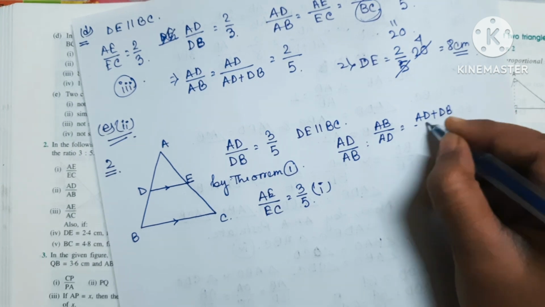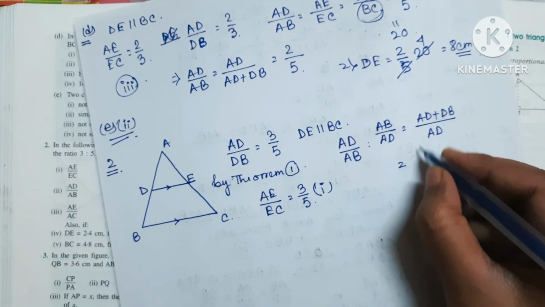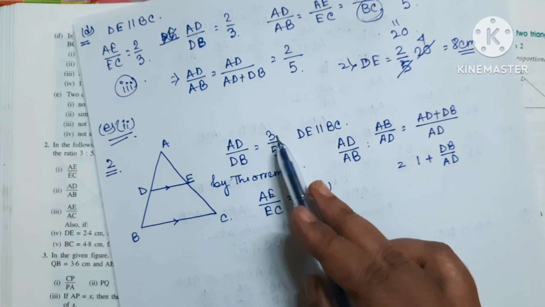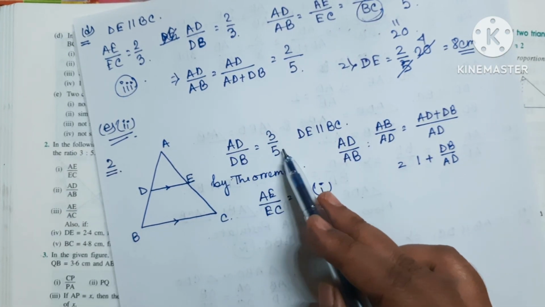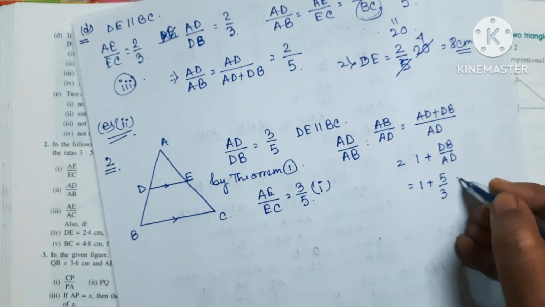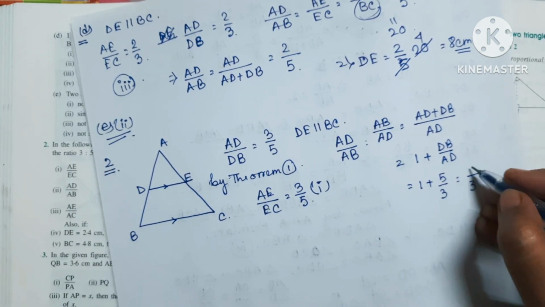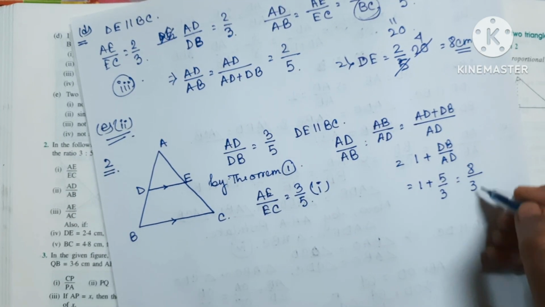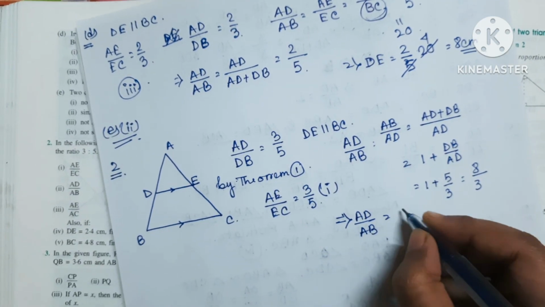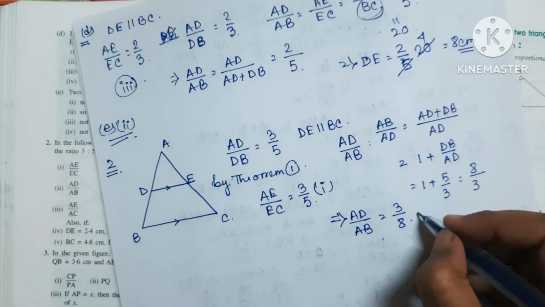AD plus DB by AD, right? So this is 1 plus DB by AD. Now AD by DB is 3 by 5, so DB by AD will be 5 by 3. So 1 plus 5 by 3. So 3, and you need to add it, so it will be 8 by 3. Hence, that means AD by AB will be 3 by 8. Okay, that is the answer of the second question.